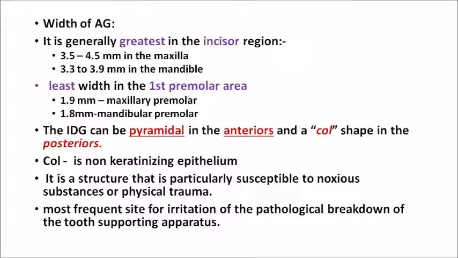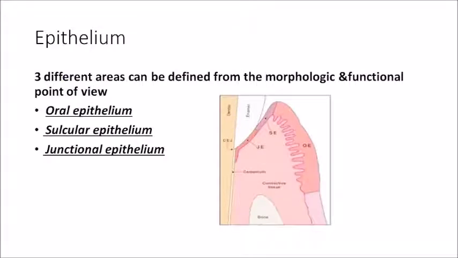So what happens? This area is very susceptible to trauma or infections. A secondary reason why the col becomes a susceptible area is it is inaccessible to our cleaning, right? The col area is interposed between two teeth and our interdental aids are the only medium. The regular toothbrushing will not clean this area. So the col is a non-keratinizing area and it is susceptible to noxious substances and physical trauma. One more thing is, because of this feature, the col is often the first area to get affected when you have a periodontal disease.